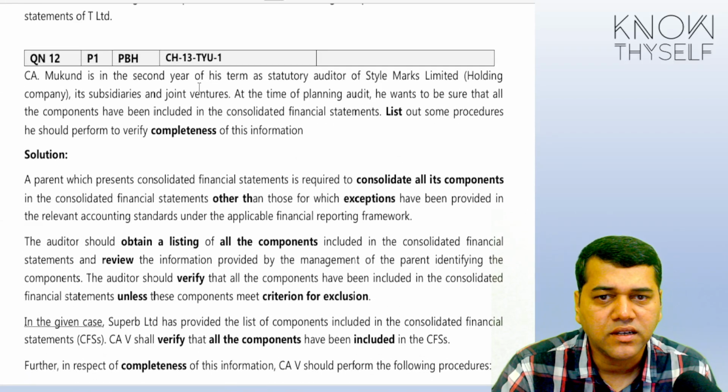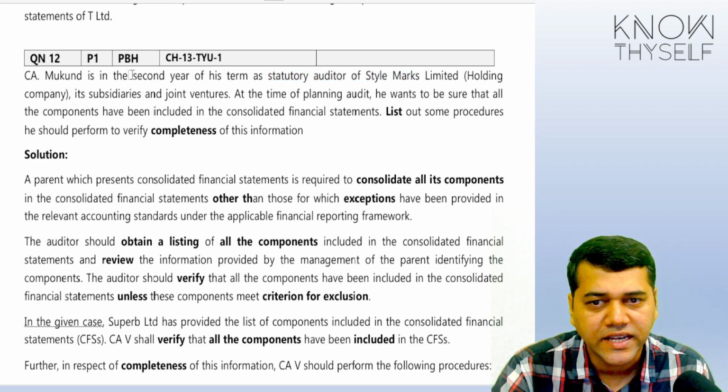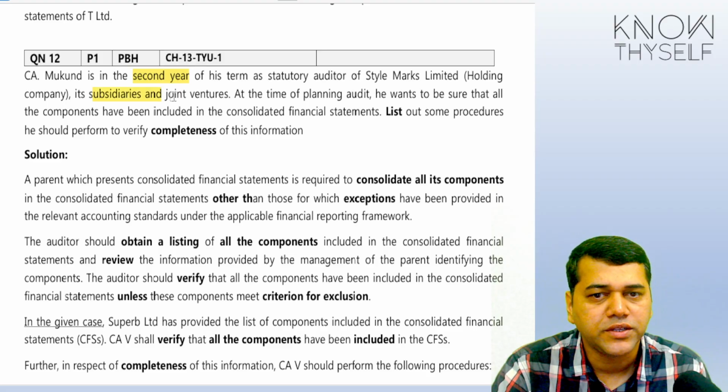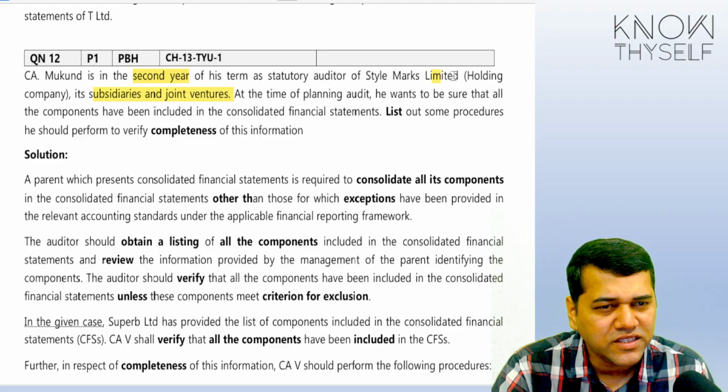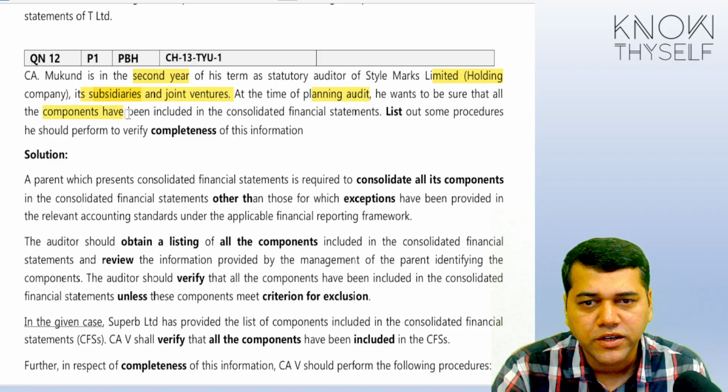Mukund is in the second year of his term as a chartered auditor of Style Mark Limited. The second year means that first year already you must have done the documentation. Holding company, its subsidiary and joint venture. See, this word only should tell you that this is from chapter 13. While planning the audit, he wants to be sure all the components have been included.